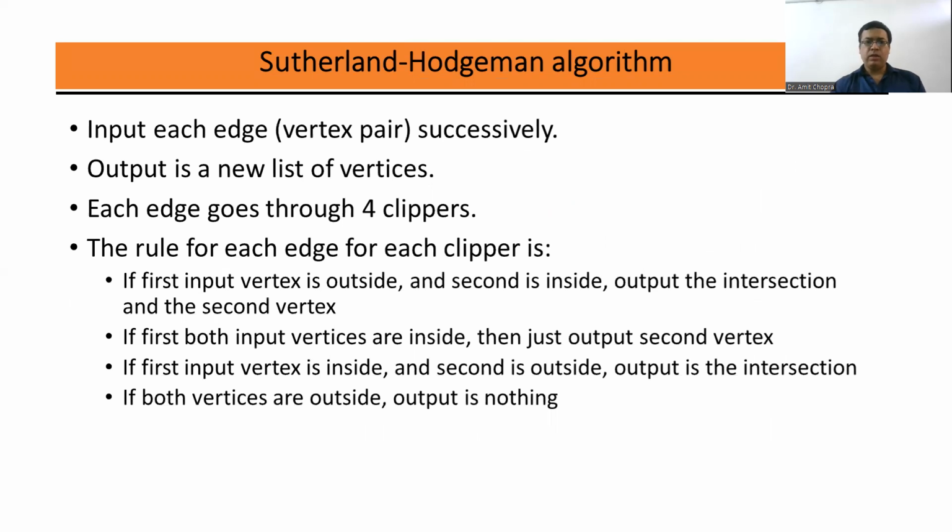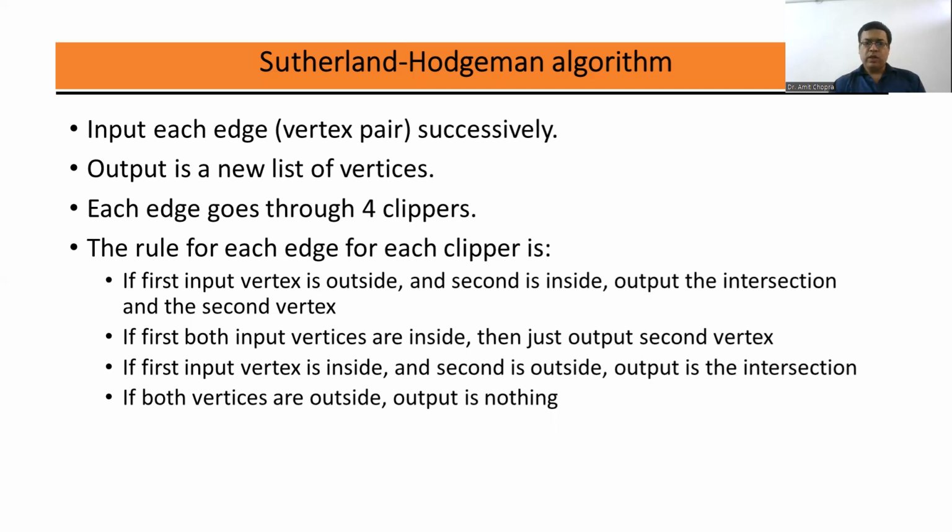In this case, input each vertex successively, and output a new list of vertices. Each vertex goes through the four clippers. The rule for each clipper is, if the first input vertex is outside and the second is inside, output the intersection and the second vertex.